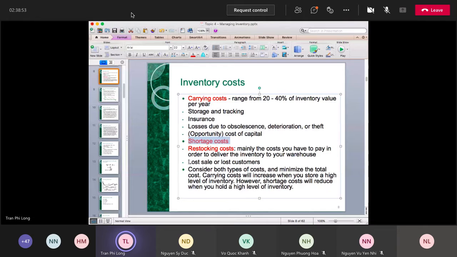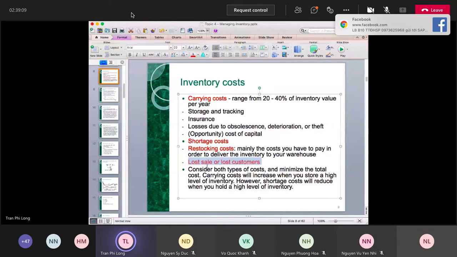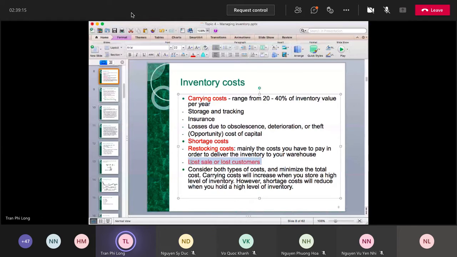Why? Because it will be very difficult for you to quantify this one. It will be very difficult for you to quantify or find a formula for this cost caused by the lost sale or lost customer. You cannot construct a model or a formula to quantify the cost here. That's why the ordering cost in the EOQ model will equal the shortage cost. Do you understand what I mean? Yes, I do.